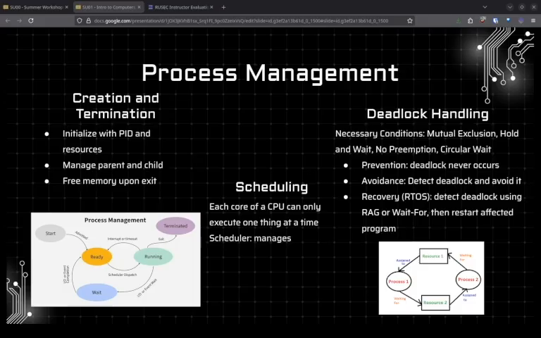Again, scheduling is important because each core can only execute one thing at a time. So the scheduler basically manages all of these and ensures that the CPU is used as much as possible.